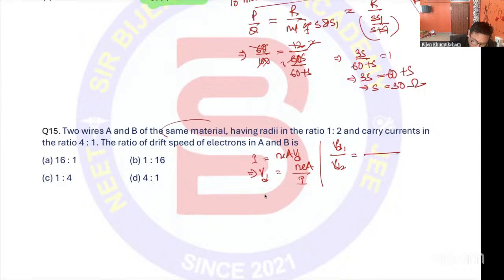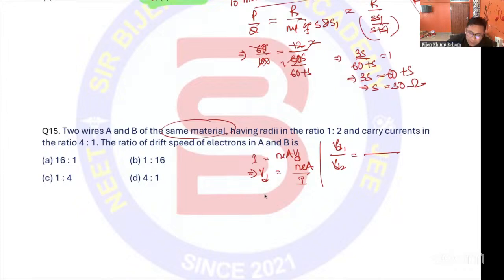Since the wires are the same and they mention nothing about the temperature, we will assume that the temperature is also the same. If the material is the same, then obviously the number density will be the same. Let's forget about the temperature; it has nothing to do with it. Since the material is the same, the number density of the electrons will be the same. So n will be the same.